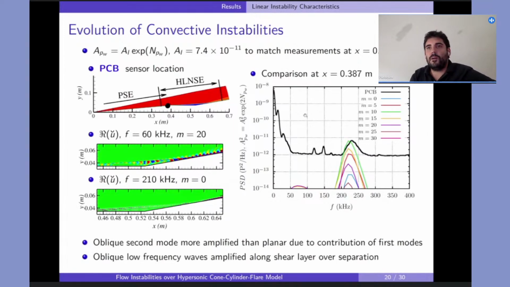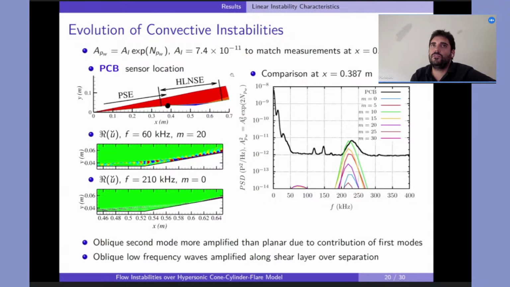And then again, we compare with experiments. The black line here in this plot is the spectra from the PCB. The PCB is located at this black line that's going to move for all the different sensors. So we are going to be comparing the results with the different measurements at different locations. Since the analysis is linear, we need to normalize it with some amplitude.